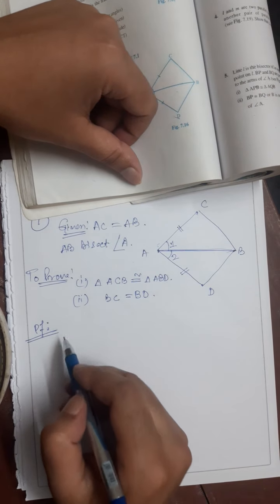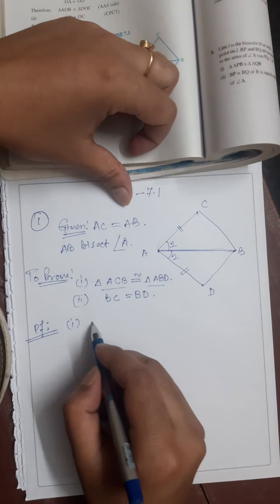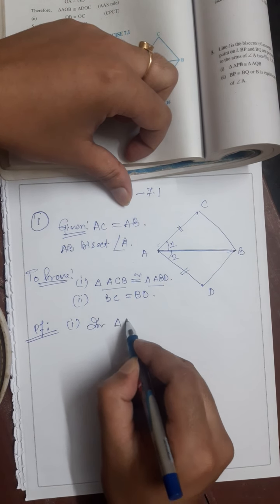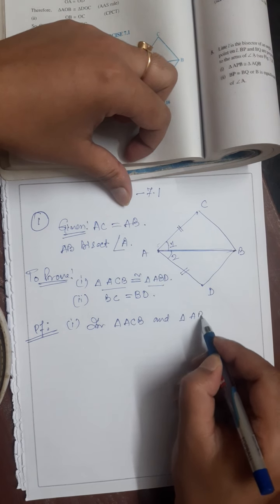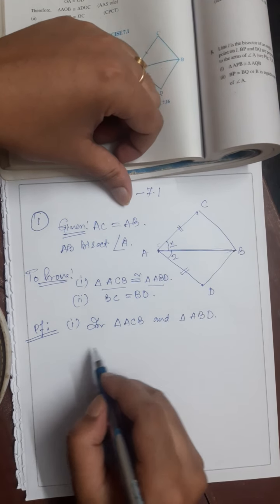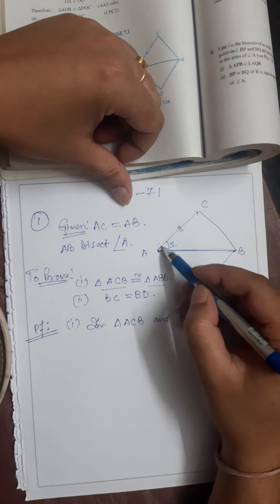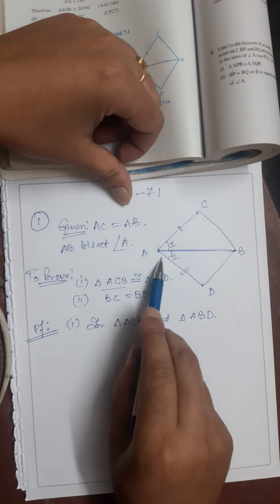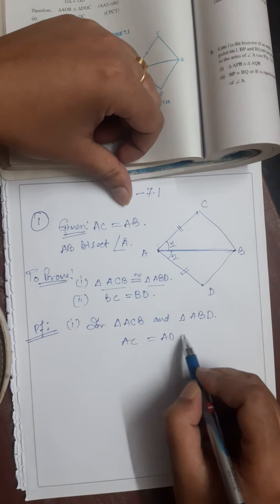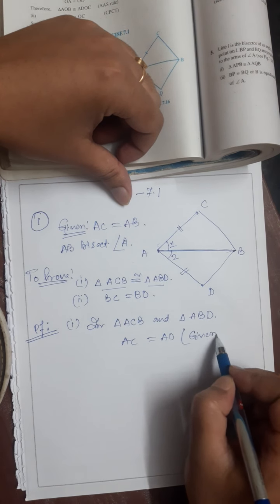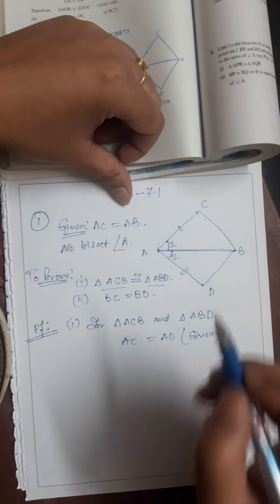First of all, we'll write first proof. We'll write the name of the two triangles. So in triangle ACB and triangle ABD, we have to write 3 points. See, in the upper triangle AC and in the lower triangle AD, these two sides are equal. So AC is equal to AD. This is given.